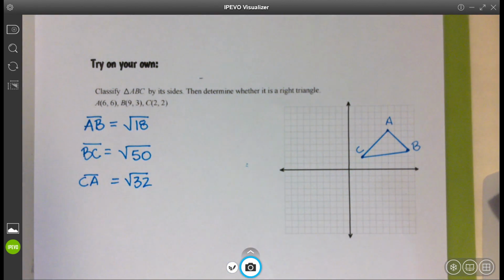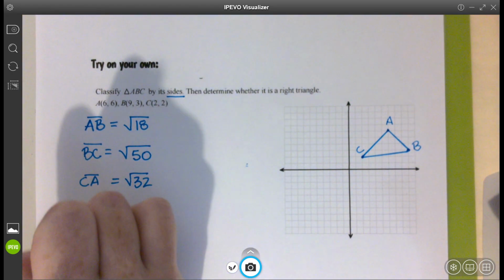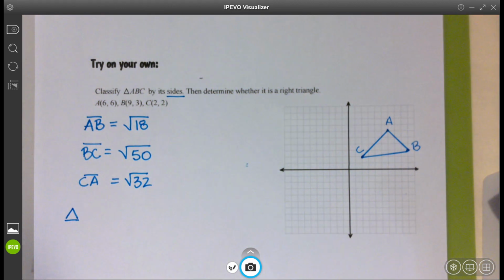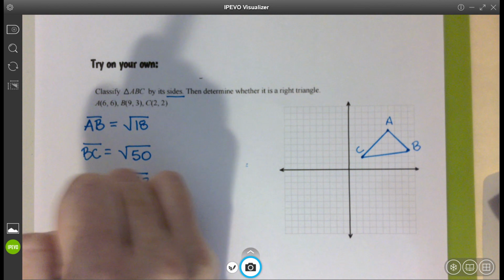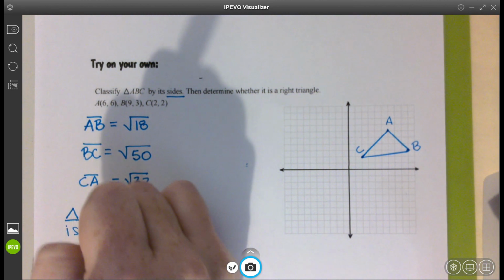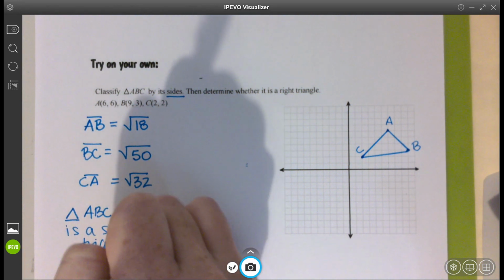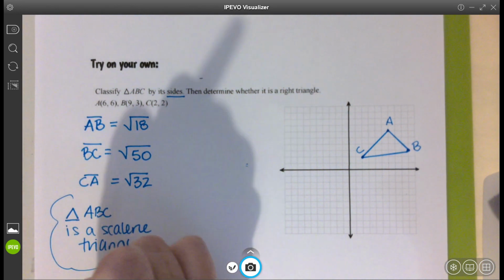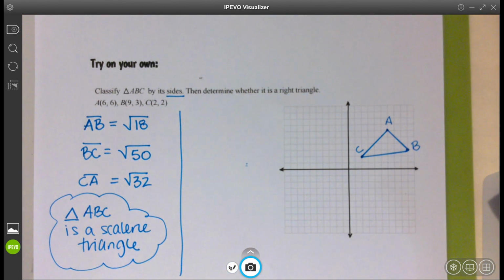So now remember, after you have all three lengths calculated, you have to identify what type of triangle you have by sides. So in this case, again, we have three lengths that do not match. So we can say triangle ABC is a scalene triangle. All right, so that was part one.